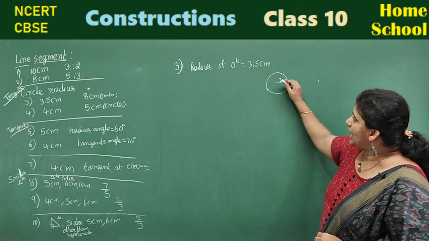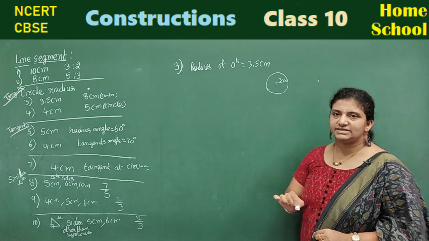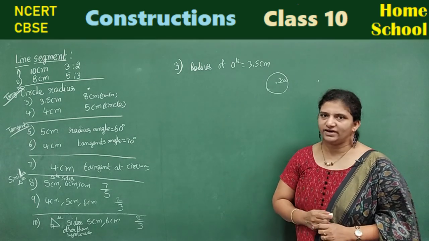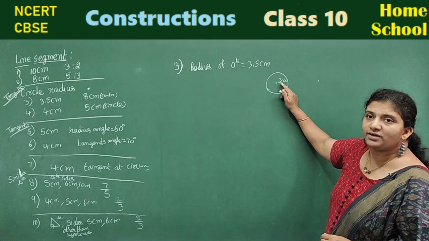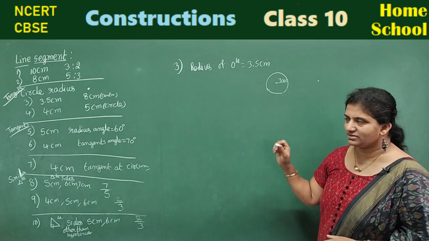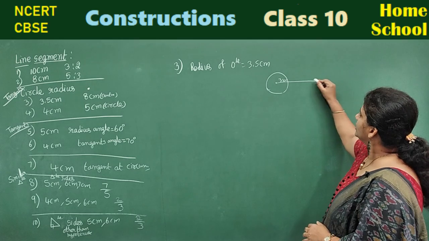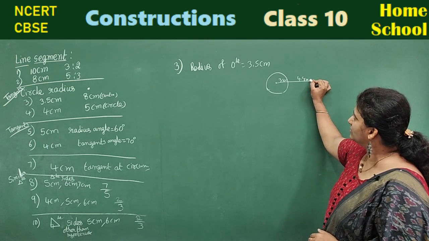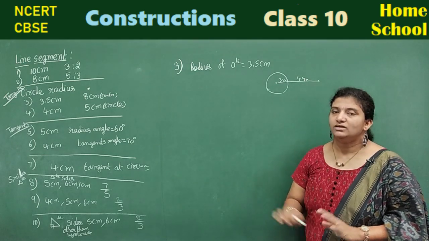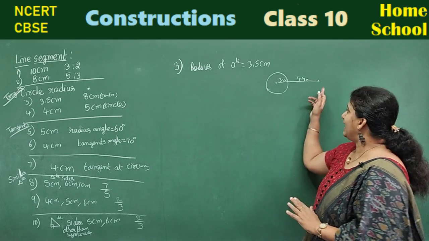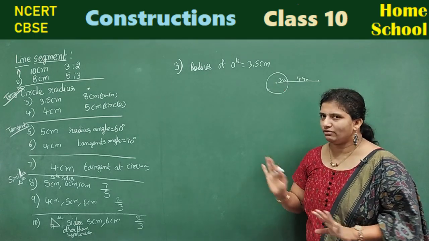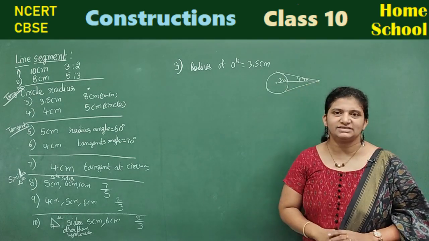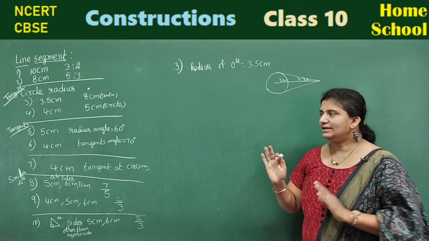The radius is 3.5 and from here to here it is 8 centimeters. From 8 you subtract 3.5, that will be 4.5 centimeters. So look here, 4.5 plus 3.5 will be 8 centimeters. So from here to here is 4.5. That means 3.5 plus 4.5 centimeters will be 8 centimeters. So the external point is 8 centimeters away from the center of the circle. From this point you need to draw the pair of tangents. That is your problem. Okay, let's do the construction.